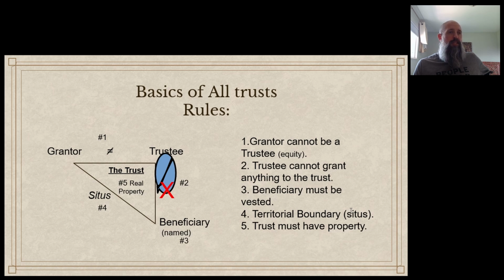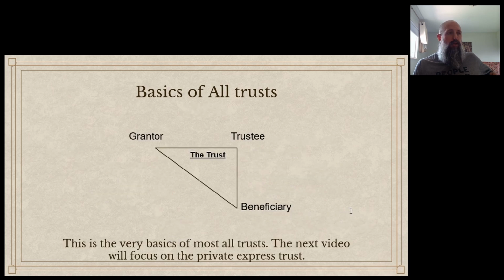And the trust must have real property in it. You can't just put together a thing, give people titles, and have them going out and doing stuff. There has to be property in the trust. Okay, that's a trust, folks. That's the very basics of a trust. It's really just the grantor, the trustee, and the beneficiary, property in it, a location, and there are just some rules you've got to follow. So that's it.